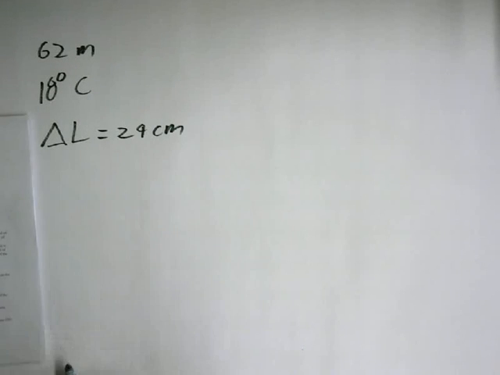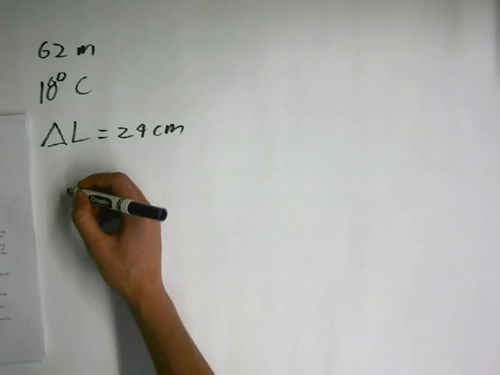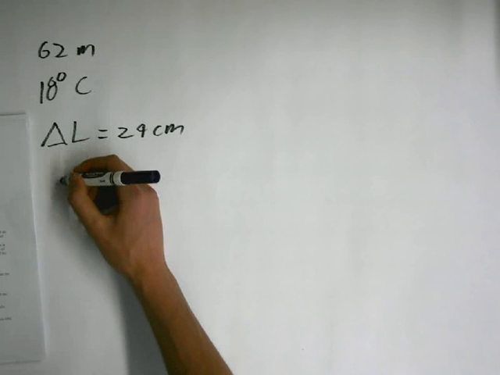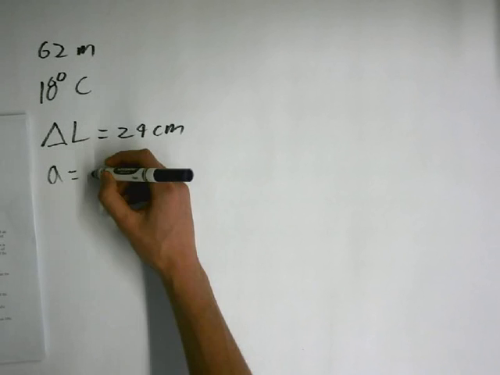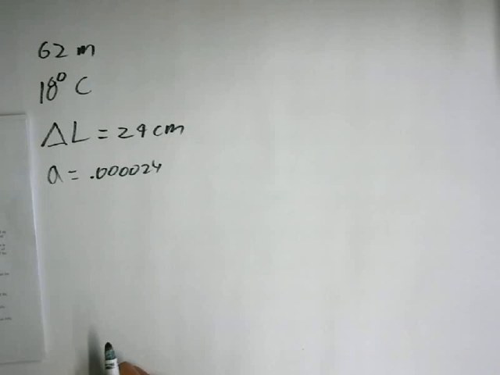So the question is, if you take into account that the coefficient of aluminum is 2.4 times 10 to the negative fifth, or for our purposes, it's just going to be 0.000024, which is a lot easier to think of that way, even if it has a lot of zeros. What is the temperature of the Concorde's skin in flight?